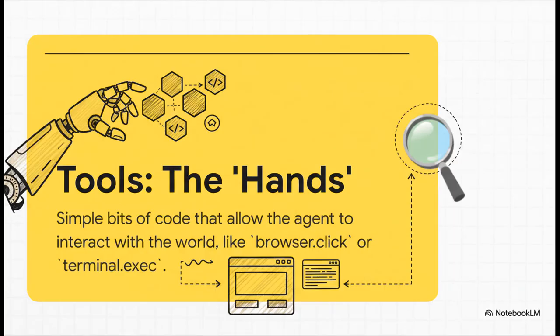A brain is pretty useless if it can't actually interact with the world, and that's where tools come in. You can think of these as the agent's digital hands. They're just small pieces of code that let the agent perform really specific actions, like click button, read file, or send email. They're the bridge connecting the agent's digital mind to the real world of websites and files.